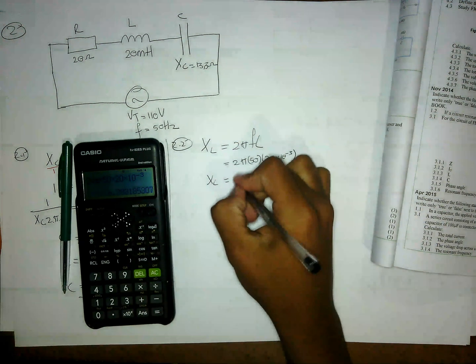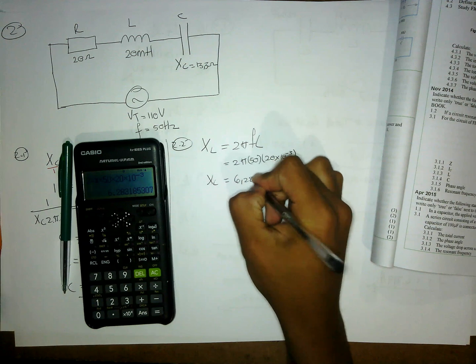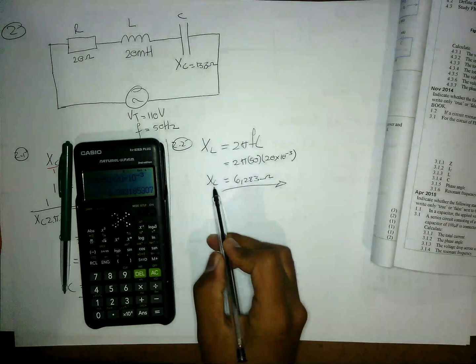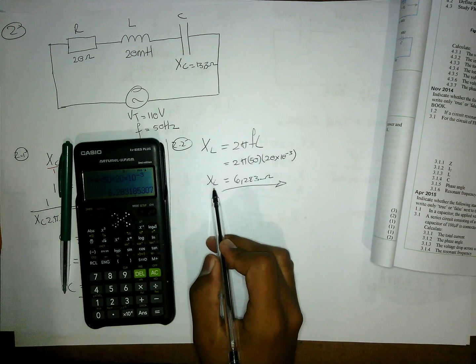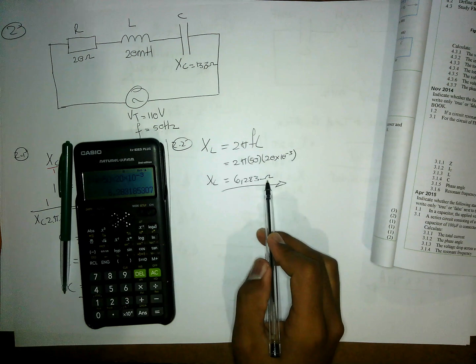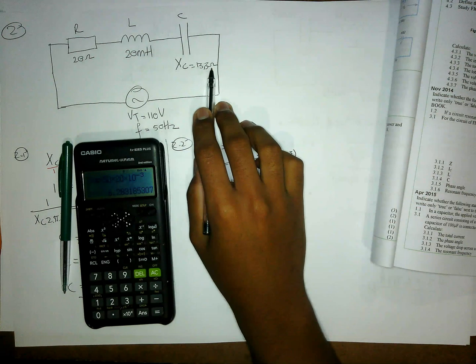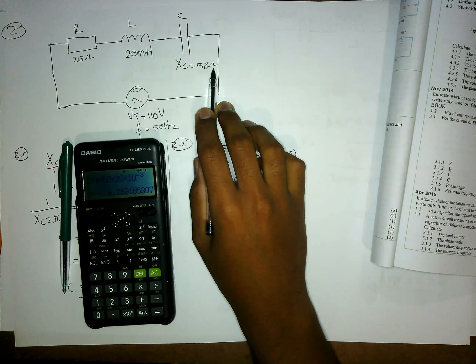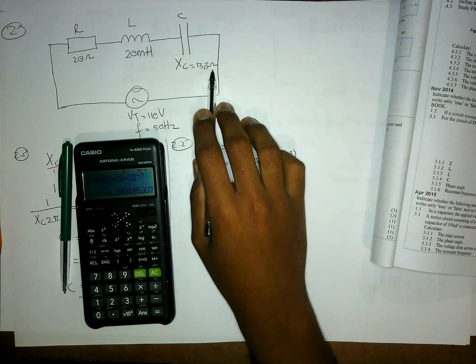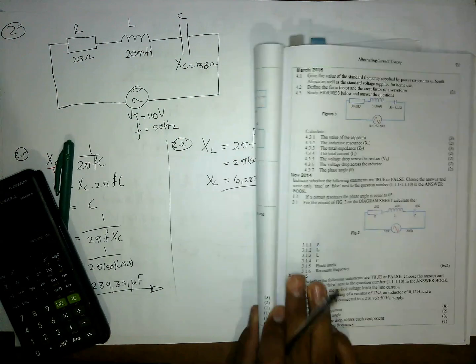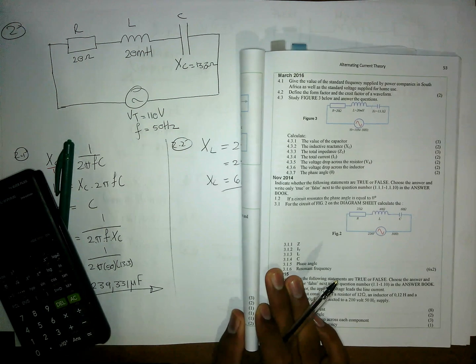Equals 6,283 ohms. Your reactance values are always in ohms. See there, our XL is in ohms, and our XC is in ohms, because this is the resistance value of our component. Every time, very straightforward.